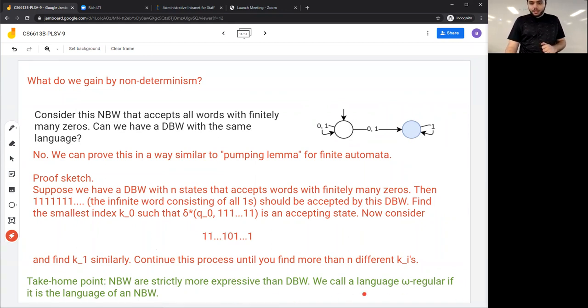And here's the definition. We say that a language is omega regular if it is the language of a non-deterministic Büchi automaton. In the finite case, we had this concept of regular languages, and these were the languages of either an NFA or a DFA. But now, because there is a difference, we have to make a choice, and the natural choice is the non-deterministic one. So whenever I say I have an omega regular language, what I mean is that I have a non-deterministic Büchi automaton that accepts the language.